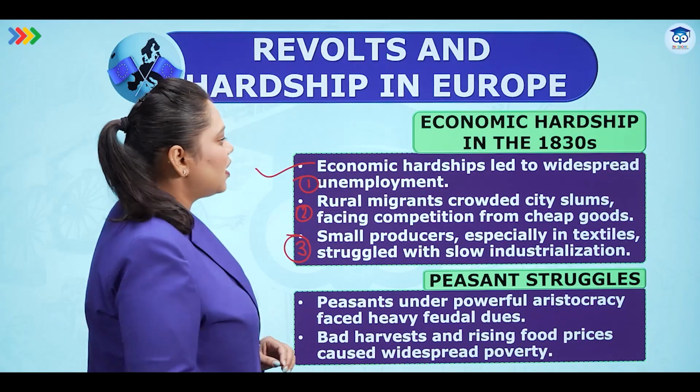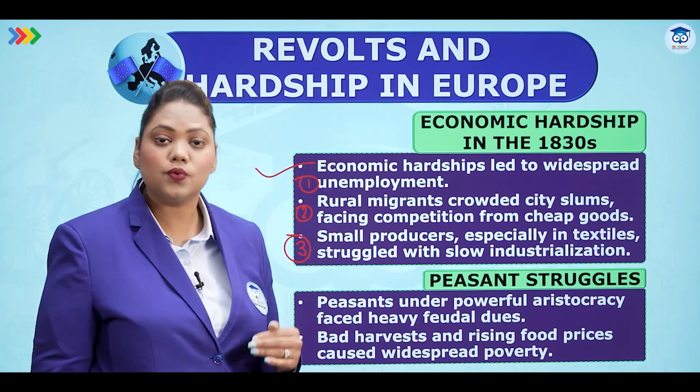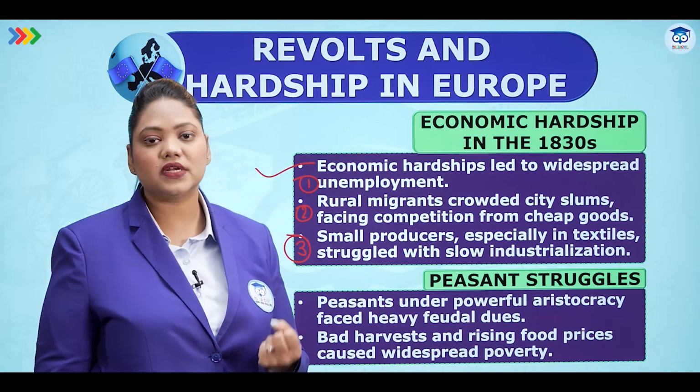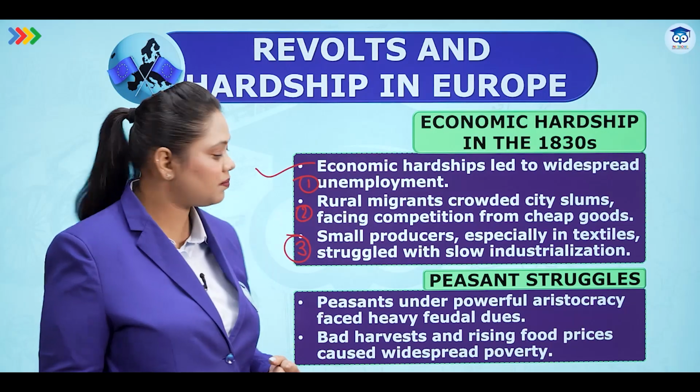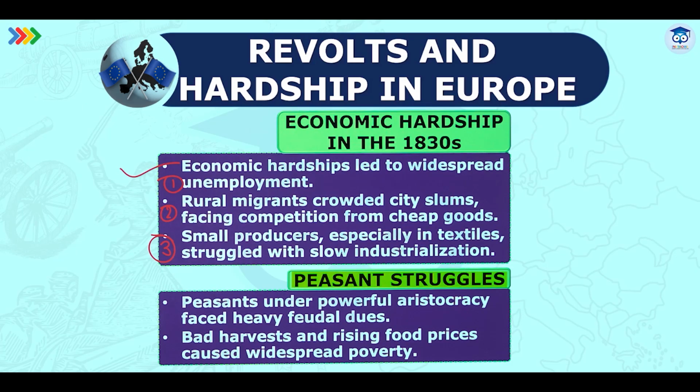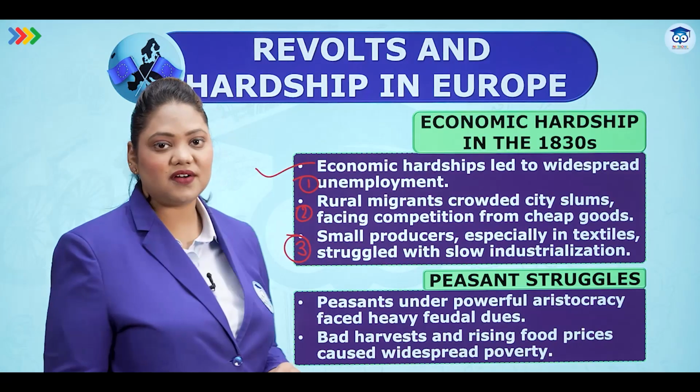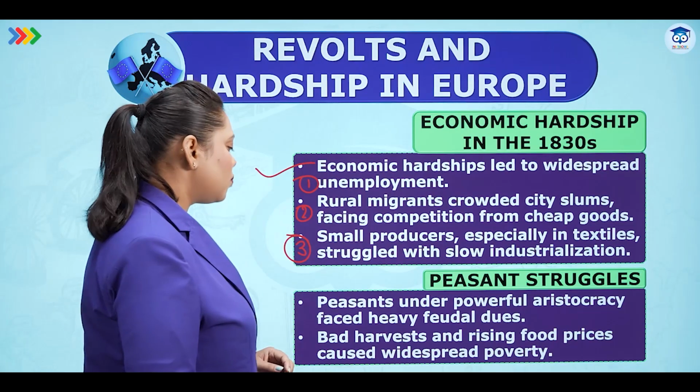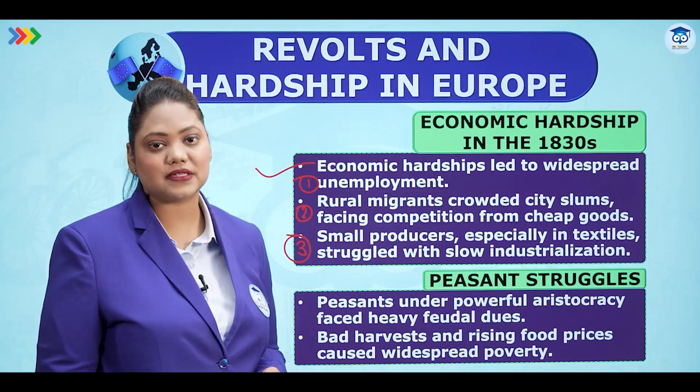Seeing all these economic hardships, the people were very angry. And who are these people we're talking about? It is always the lower estates or the peasantry who are unhappy. The peasant struggles: peasants under a powerful aristocracy faced heavy feudal dues, the feudal system where they had to pay the nobles. Bad harvests and rising food prices caused widespread poverty among the peasants.